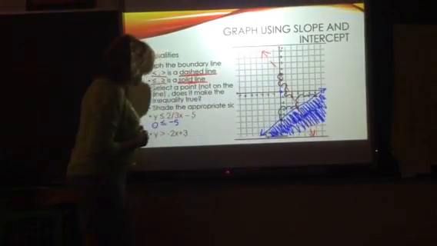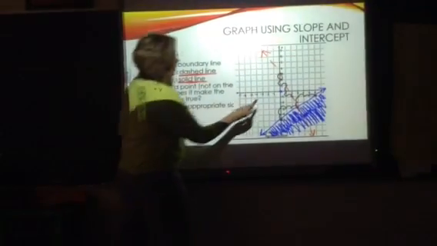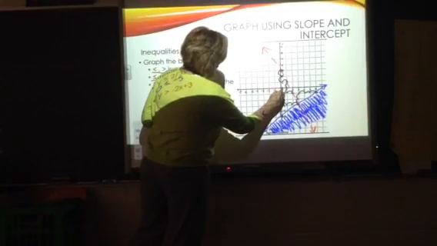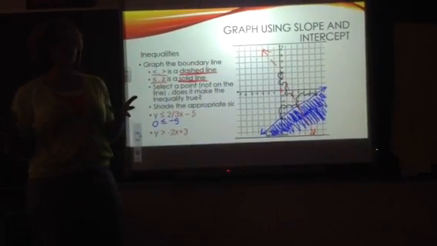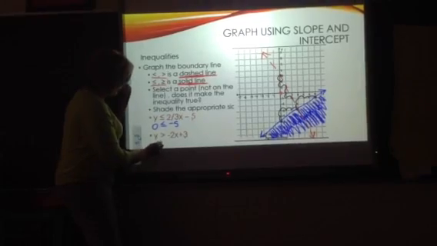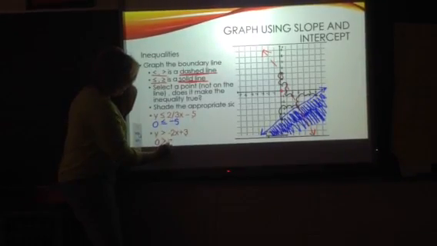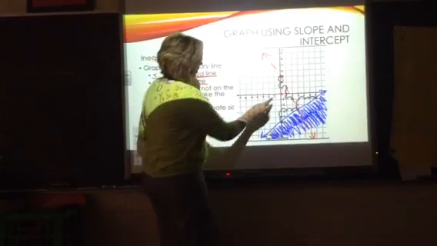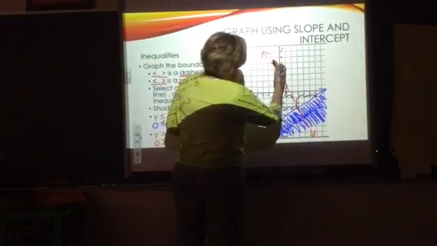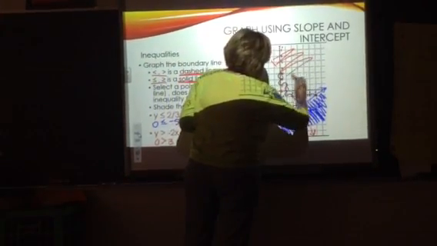Okay. And then again, I'm going to choose a test point that is not on the line. The point 0, 0 works perfectly for this. And I'm going to plug that back into my inequality. Is 0 greater than 3? Well, 0 is not greater than 3. 0 is actually less than 3. So I'm not going to shade on this side. Instead, I'm going to shade on this side.